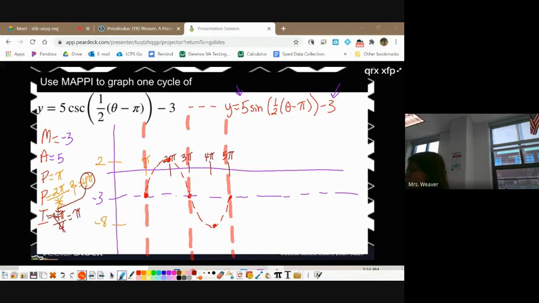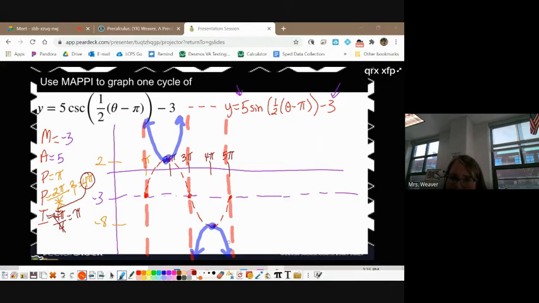Then we're going to grab that top piece and flip that up like our smiley face. And we're going to grab that bottom point and flip it down like a frowny face. Okay. And the blue graph is my actual graph of one cycle of y equals 5 cosecant 1/2 theta minus pi minus 3. Okay. So the graphing it is really not too bad. It's just one extra step.